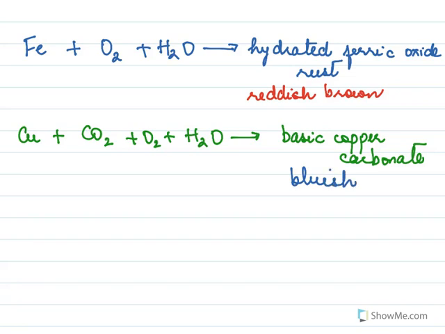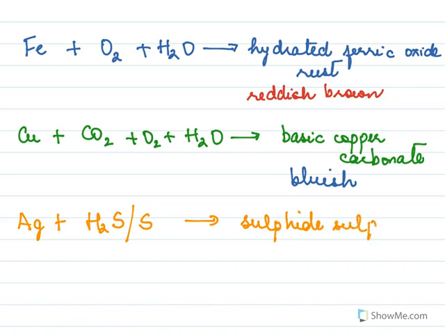Then in the end we also have seen silver. Silver reacts with the H2S or the sulfur in the air to form silver sulfide, which is black in color. That is why silver particles turn black after some time, because they react with the sulfur in the air to form silver sulfide. Here I need to write silver sulfide.